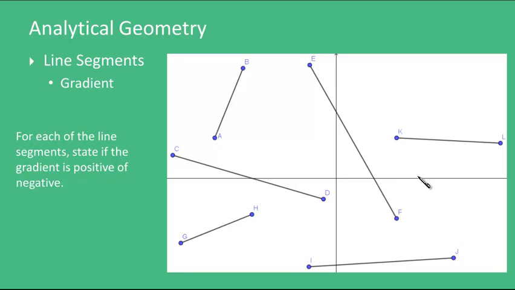A line that's completely horizontal has a 0 gradient. A line that's completely vertical has an undefined gradient. But for now we can simply say the gradient is infinite.